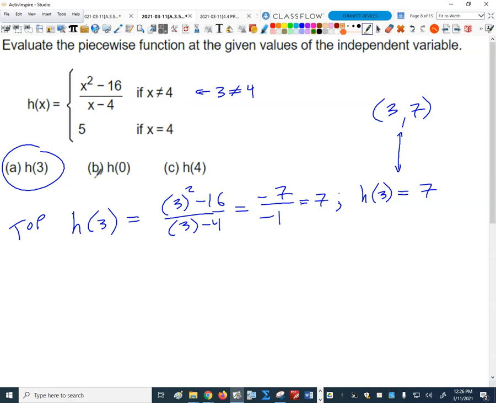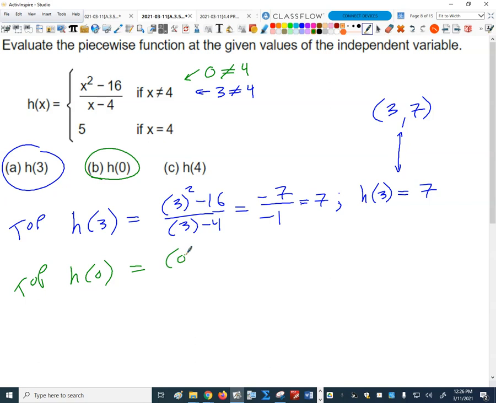How about h of 0? Actually, let's skip that one. Let's just do, well, we'll do it real quick. H of 0, does that go top or bottom? Does it fit into the top x values or the bottom x values? Ah, okay, good. That's top, isn't it? Right? Fits into the top because it's true that 0 is not equal to 4. So it goes into the top.